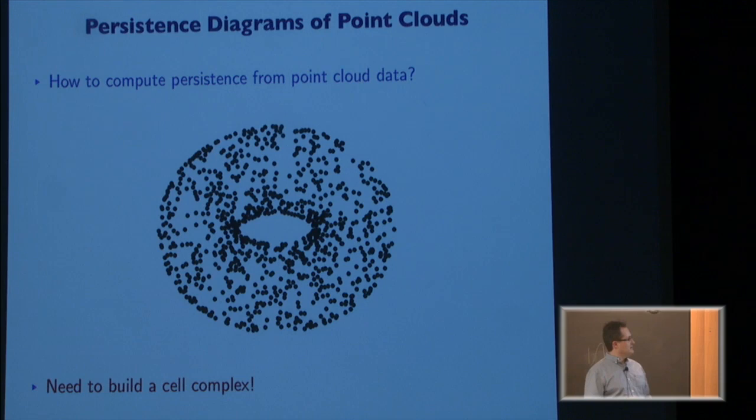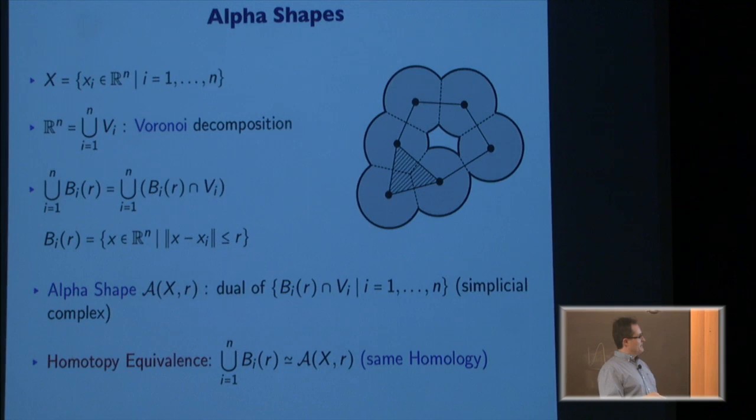Now the thing we're going to compute persistence with is the proteins. What we have is the location of the atoms of the proteins. So we have a point cloud of points in R3. So when you have a point cloud, how do we compute persistence? To compute persistence, we need to build some kind of complex. And the complex we're going to use is alpha shapes.